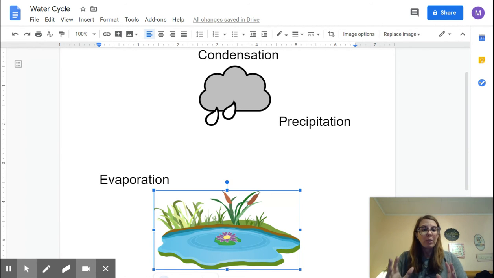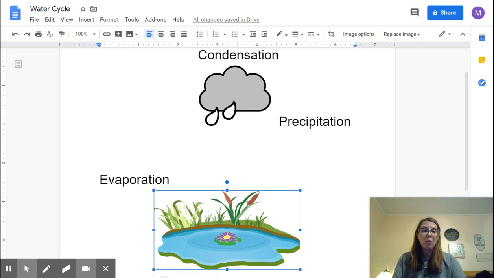And when the water vapor gets cold enough, it actually turns back into droplets of liquid water. And we call that condensation. And condensation, those droplets of liquid water, is actually what makes the clouds in the sky. Now, when those clouds get fully full of water or saturated with water, they can't hold any more droplets of water. Those droplets have to go somewhere. So they start to fall out of the clouds. And we call that precipitation.